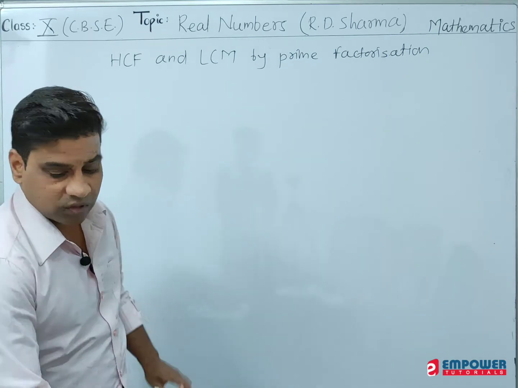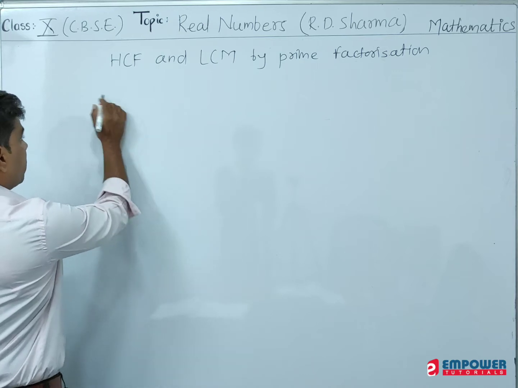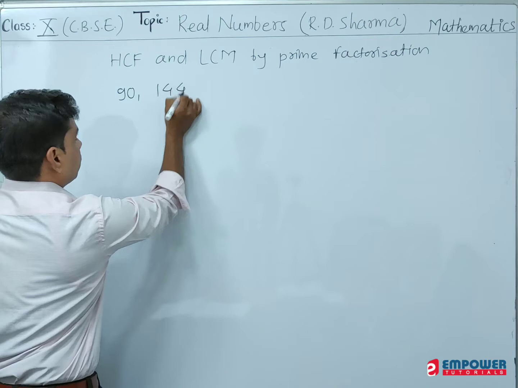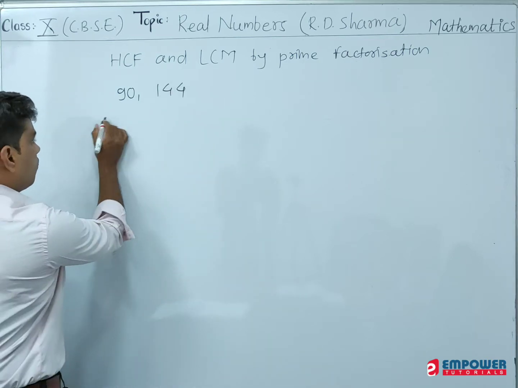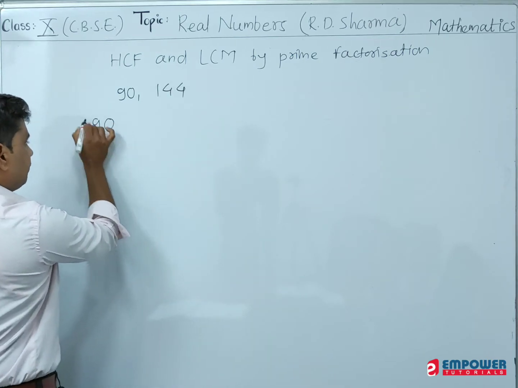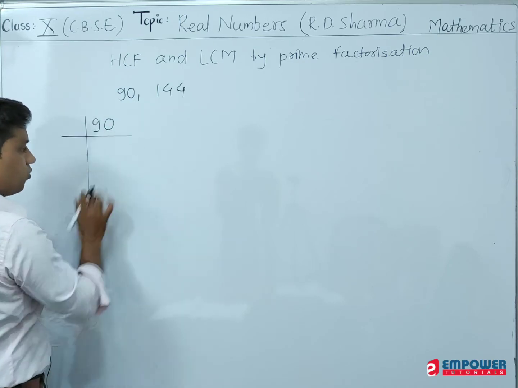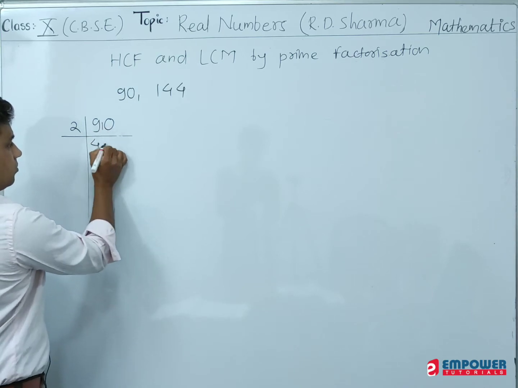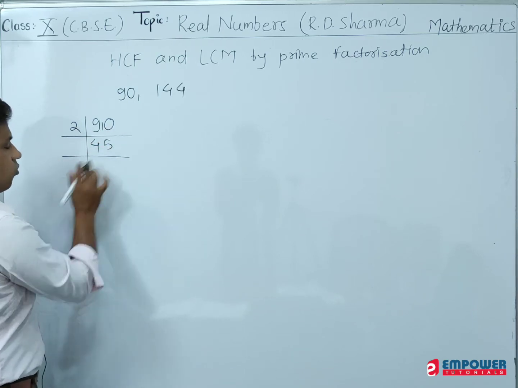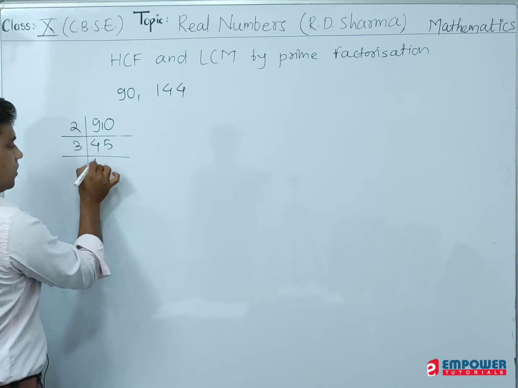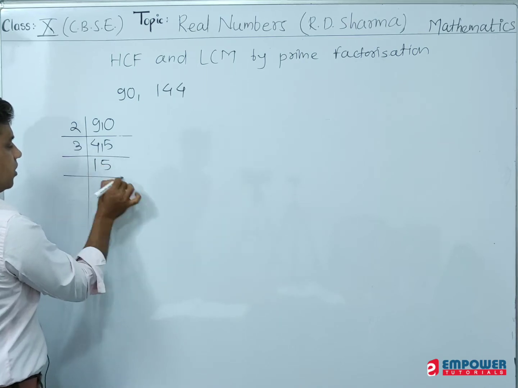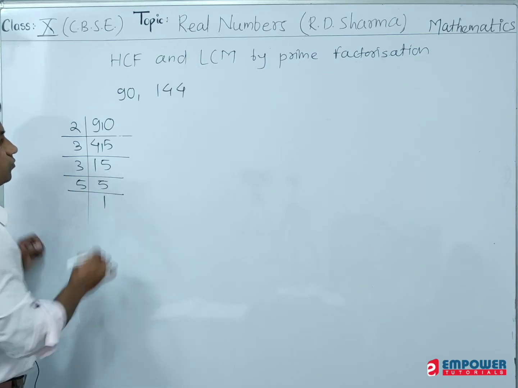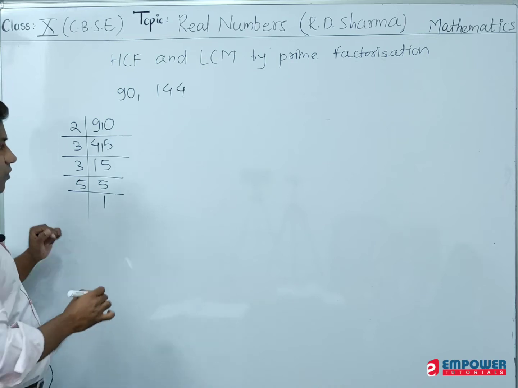So let's check these two numbers, 90 and 144. We have to find the HCF and LCM of 90 and 144. First we have to find the prime factors, as I taught you last time. It is divisible by 2: 2 4s are 8, then 1 remains, 2 5s are 10. Now 45 is divisible by 3: 3 1s are 3, 3 5s are 15, again 3 5s are 15, and 5 1s are 5. So these are the prime factors of 90.